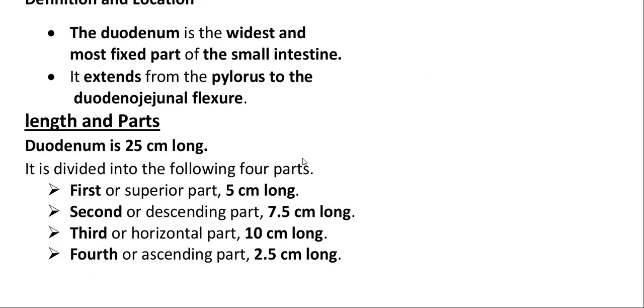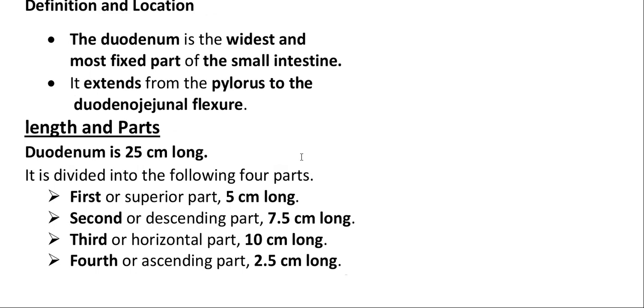Length and parts. The duodenum is 25 centimeters long. It is divided into the following four parts. First or superior part, 5 centimeters long. Second or descending part, 7.5 centimeters long. Third or horizontal part, 10 centimeters long. Fourth or ascending part, 2.5 centimeters long. The duodenum is 25 centimeters long in total.